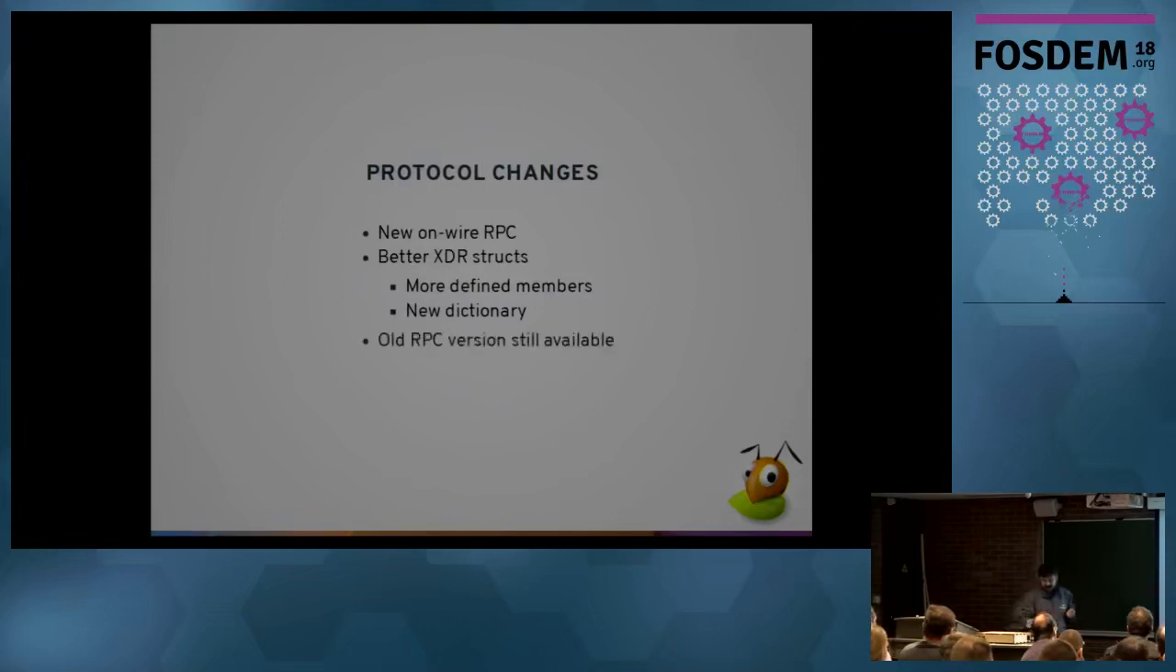Even though we are making these protocol changes, we still have the older RPC version available. It should be there for quite some time to allow older clients to work with Gluster 4.0. It may be deprecated sometime in the future. I'm not sure exactly when we'll do this. But yeah, these are the protocol changes.